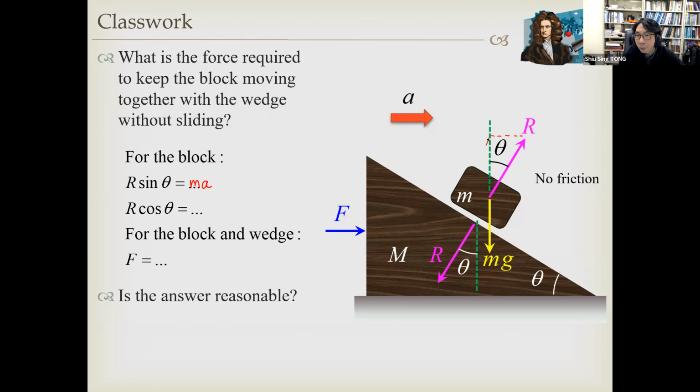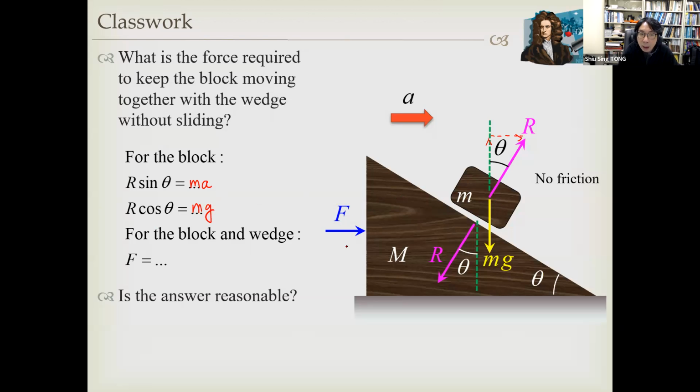R cosine theta is the vertical component of the force. Now, is the block moving upward and downward? No, the block is moving horizontally together with the wedge. It's not moving up and down. So there is no vertical motion for the block, which means the vertical forces are balancing each other. So R cosine theta should be balanced by the force of gravity, and that's mg.